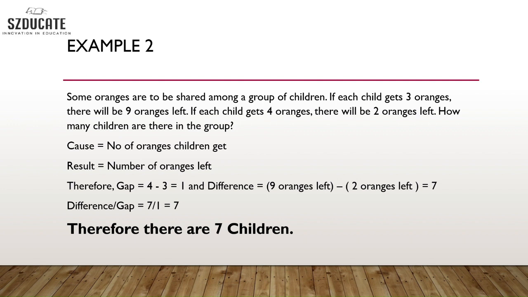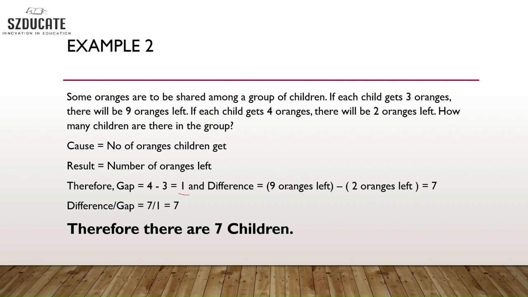Next example, some oranges are to be shared among a group of children. If each child gets 3 oranges, there will be 9 oranges left. If each child gets 4 oranges, there will be 2 oranges left. How many children are there? So the cause is the number of children, the number of oranges each child gets. The result is the number of oranges left. Therefore, the gap is 4 minus 3 equals 1. And the difference is the 9 oranges left minus 2.